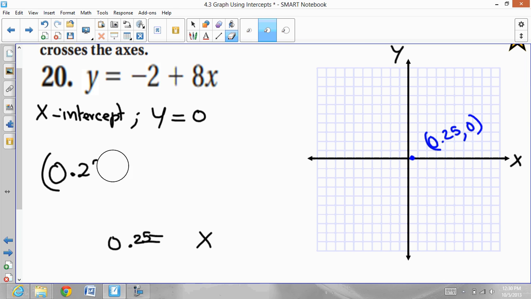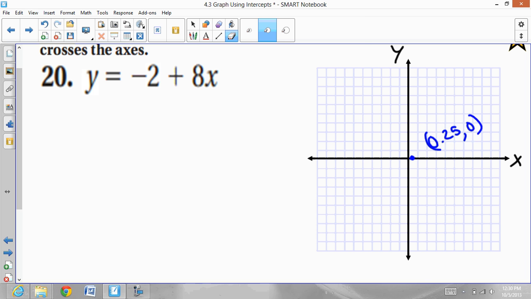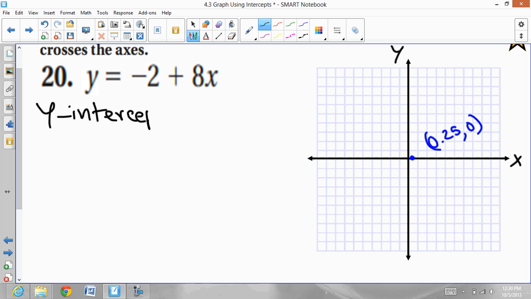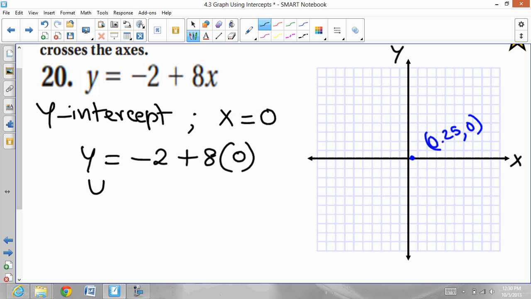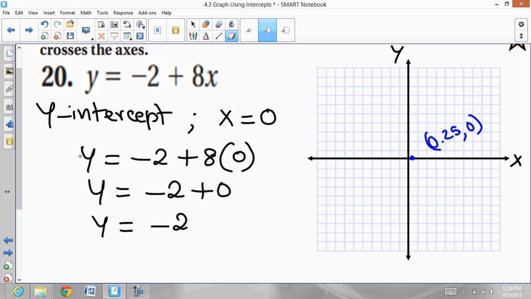Now let's find the y-intercept. That is what you want to find. So to find the y-intercept, you're going to substitute your x as 0. So go back into the original equation. Now to find the y-intercept, your x is going to be a 0. So I'm going to write y equals negative 2 plus 8 times 0. So y is equal to negative 2 plus 0. 8 times 0 is 0. So y in this case is going to be negative 2. So I found the y-intercept in this case to be negative 2.